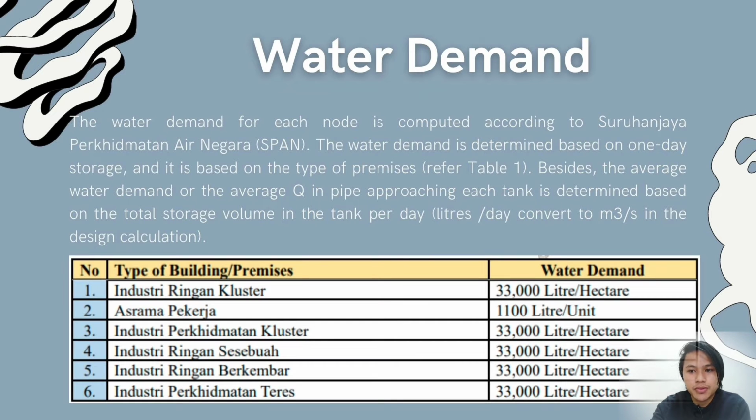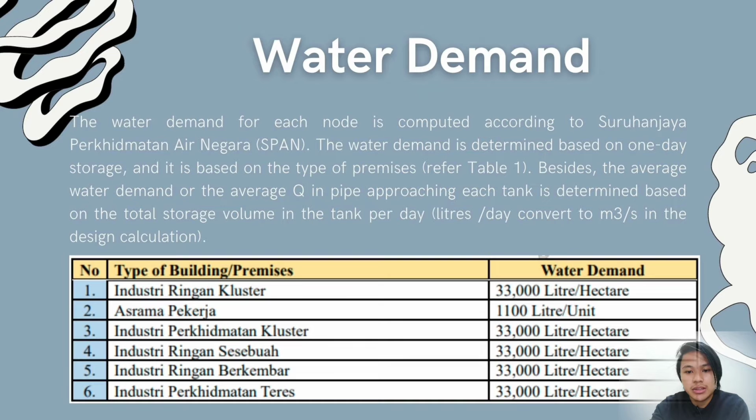Before we can proceed with the necessary analysis, we must first calculate the water demand needed for that particular area. The water demand for each node is computed according to the tabulation of estimated water demand rate for planning of external water reticulation by Suruhanjaya Perkhidmatan Air Negara (SPAN). According to that, most of the buildings located in the proposed area are under the category of light industry, with a water demand of 33,000 litres per hectare.